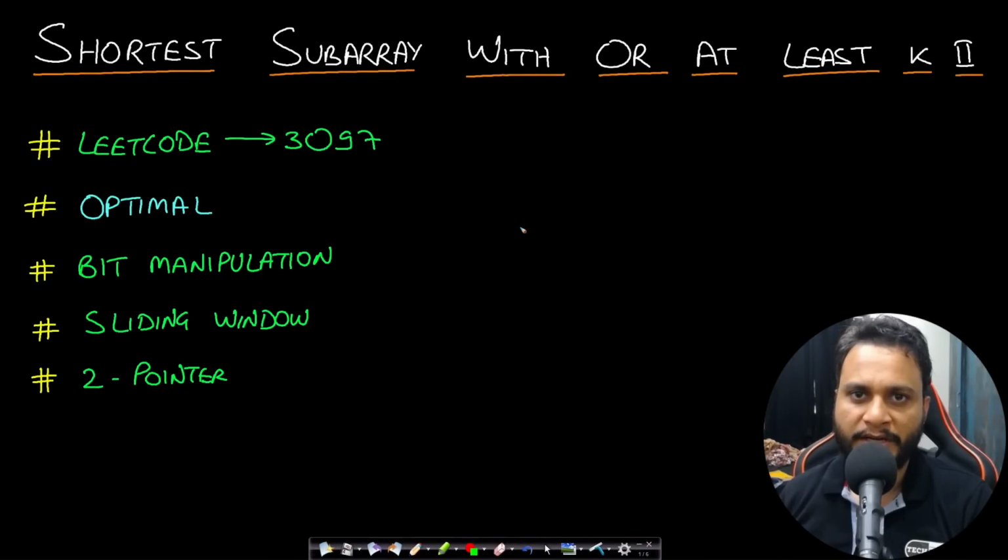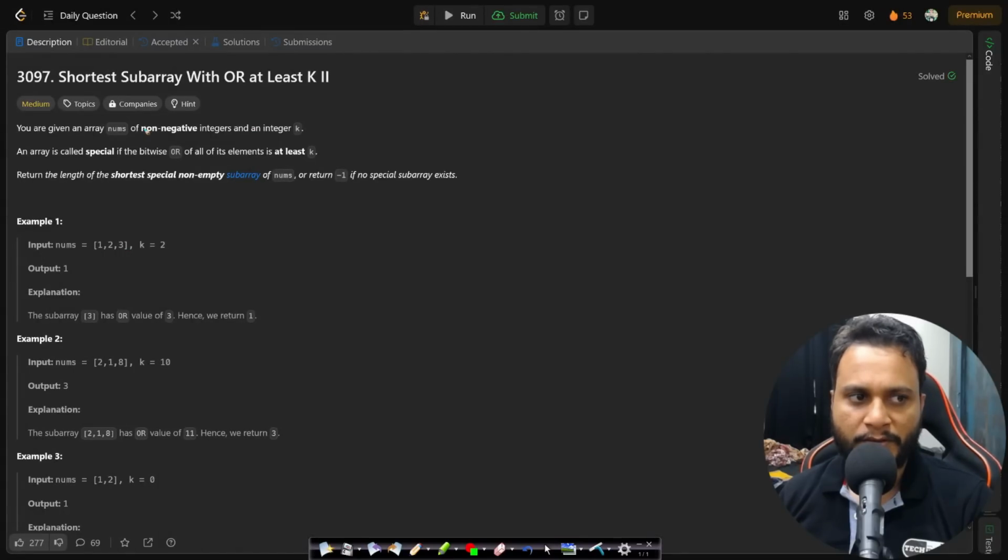Guys, welcome back to TechDose, and in this video we will look at the shortest subarray with OR at least K problem, which is from Leetcode number 3097, and we will be looking at the optimal solution. Let us now look at the problem statement.